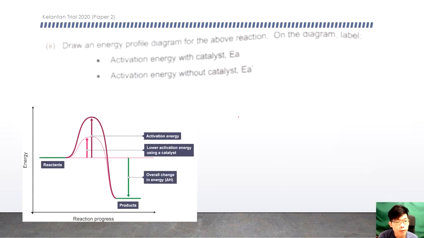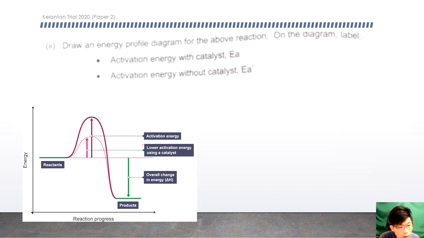Okay, next, draw an energy profile diagram for the above reaction. On the diagram, label the activation energy with catalyst as EA, and without catalyst as EA prime. Okay, let me check. With catalyst and without catalyst. Normally with catalyst, okay, never mind, we just follow it.